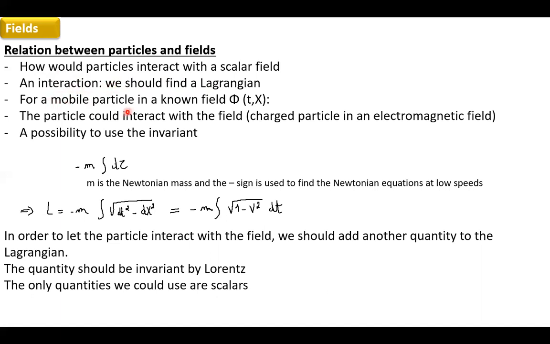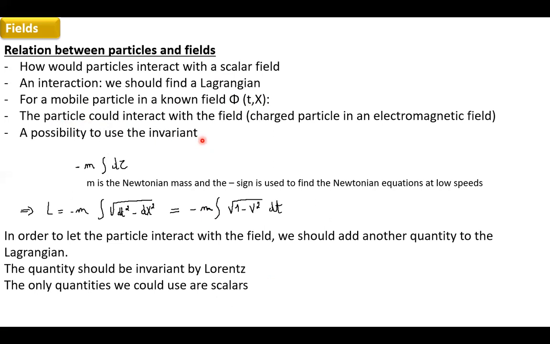So if you have a mobile particle in a known field phi, which is of course a function of t and x. X here is x, y, and z. X represents the 3D space. So your field phi in space-time is a function of t and x. So the particle would interact or could interact with the field. It's like when you put a charged particle in an electromagnetic field.